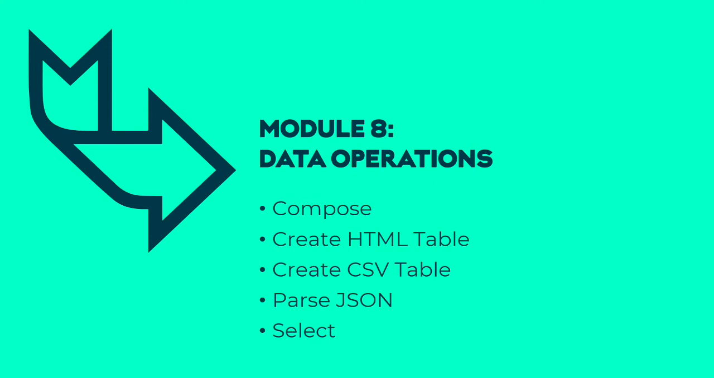So I'd like to show you how you can create your own HTML table from scratch, passing through particular columns. And then I'll show you how the CSV table object compares. We'll also look at how we parse JSON and what purposes it serves. I'll look at the select action as well and show you how that works.